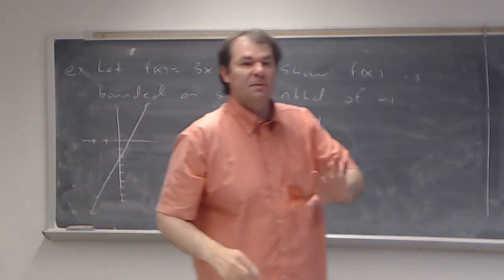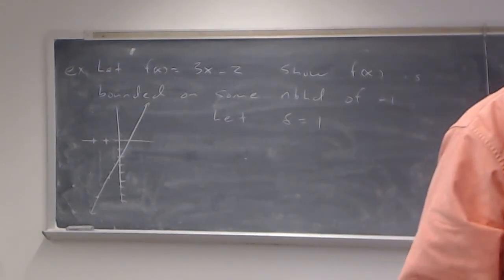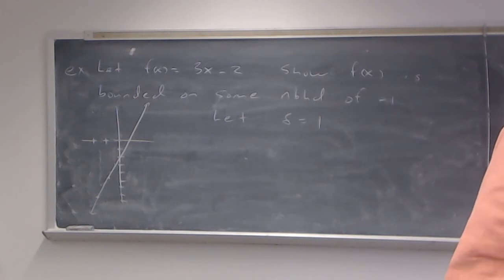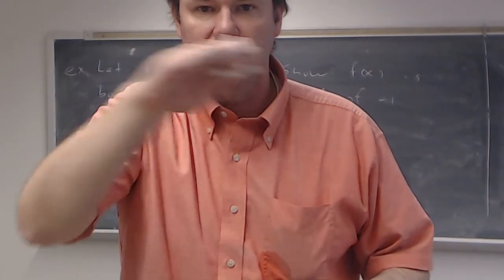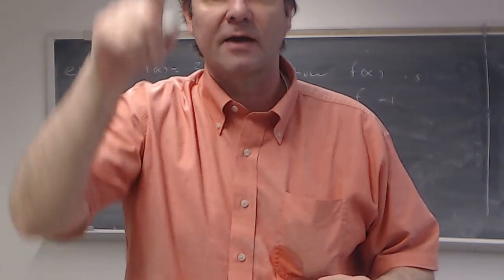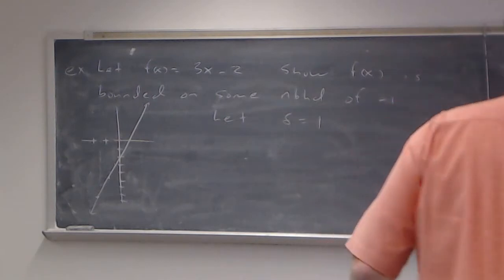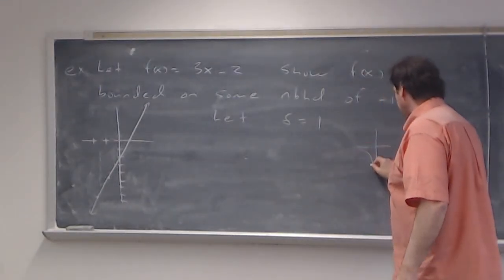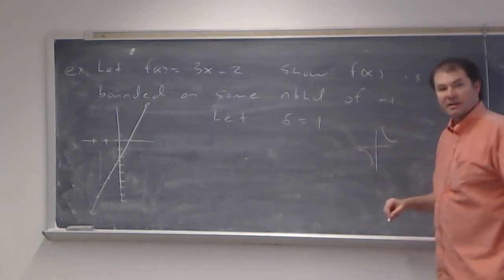And you can't just let delta be anything. For this particular problem, you can, but not for all problems, okay? Because if you take 1 over x, let's see what its graph looks like over to the positive. Here's 1 over x. It doesn't look like that. Is that okay with everybody?